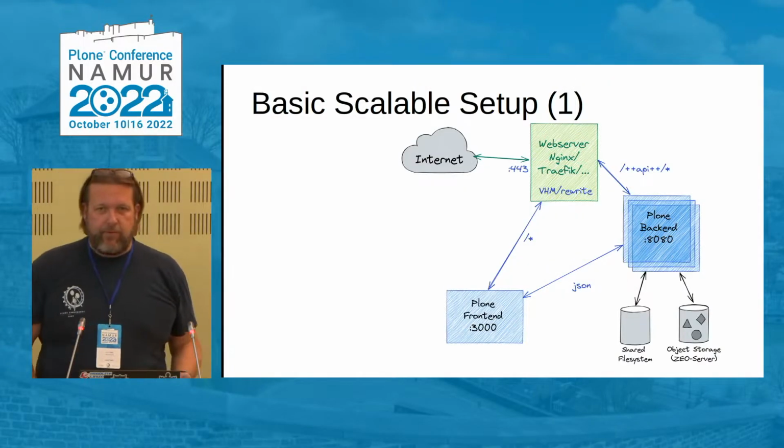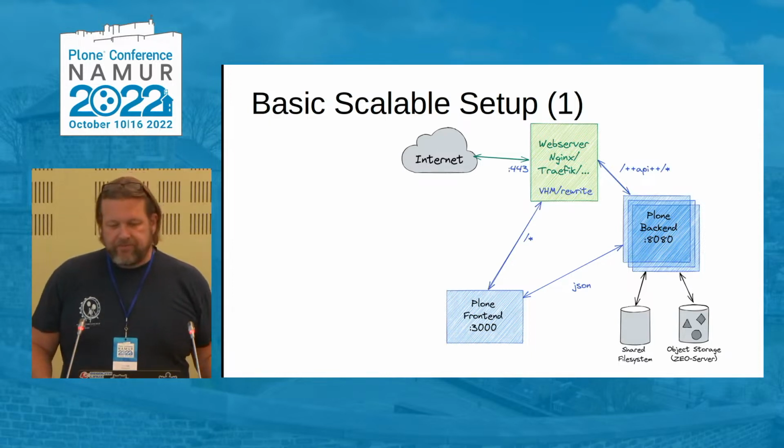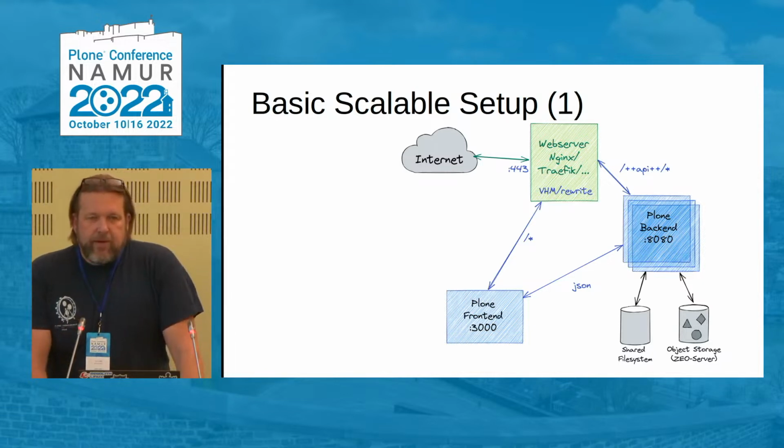we can only run one backend because the database is part of this backend in this case. And probably you want to make this a bit more scalable because the Plone backend is usually the bottleneck performance-wise. So you want to spin up more than one backend. And so we need to separate the database.